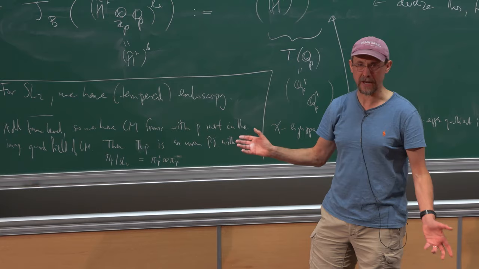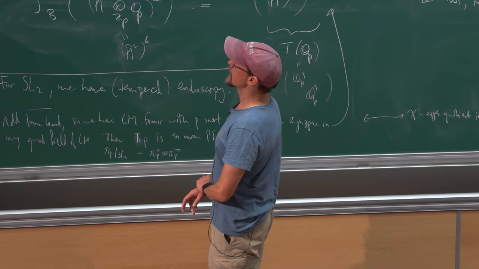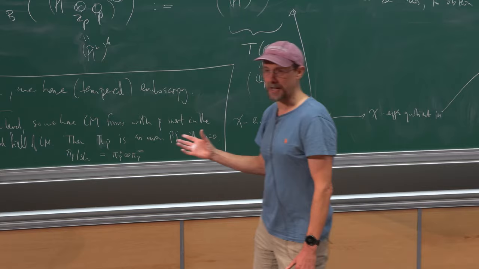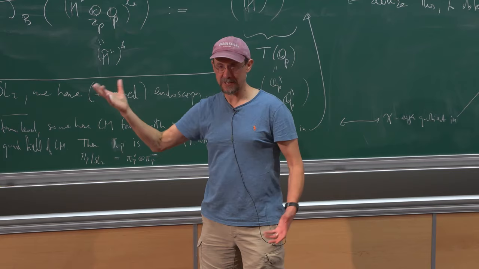Partly because endoscopy is really a phenomenon away from the group GLN, and most of the work on eigenvarieties is for GLN. Actually, the reason I wanted to give this talk is mainly to advertise the idea that the theory of eigenvarieties looks a lot like the theory of Eisenstein series. And the question of the singularities of Eisenstein series is one of the basic interesting questions at the beginning of the theory of automorphic forms.